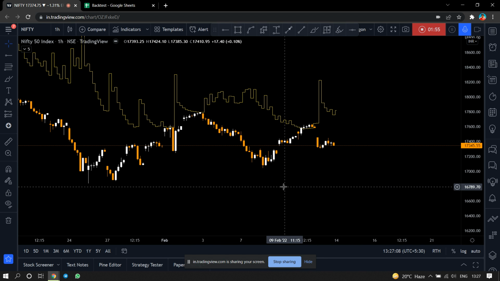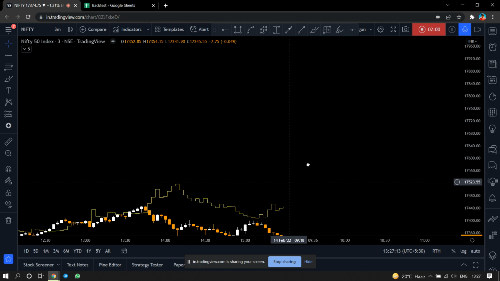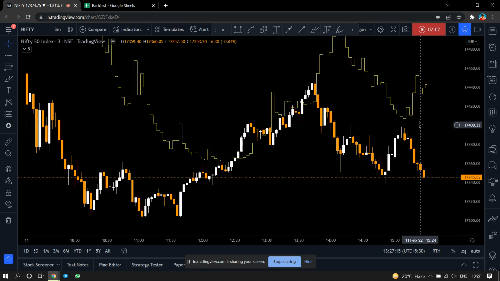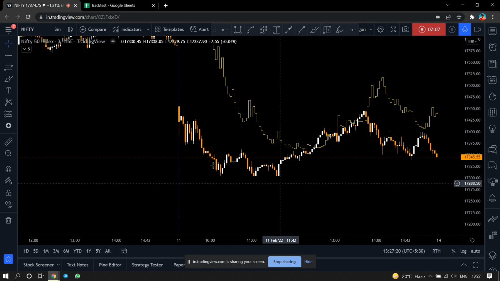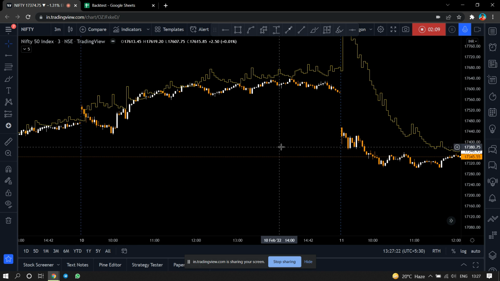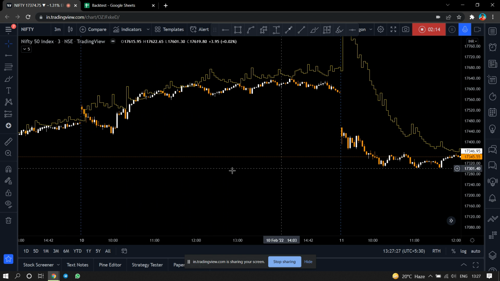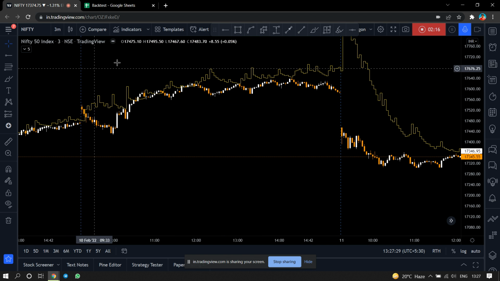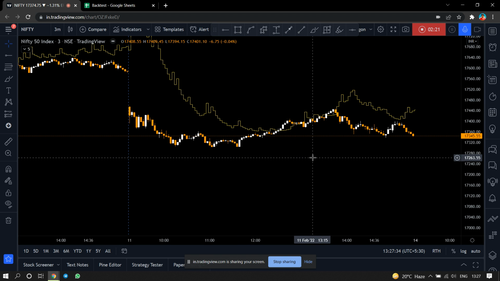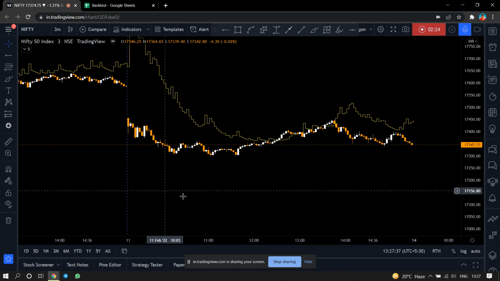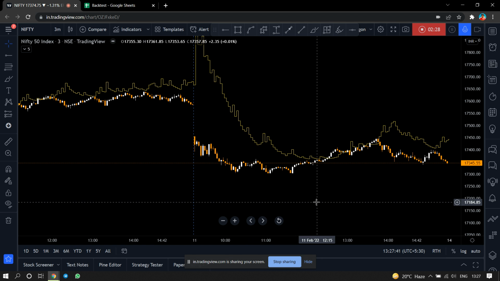So now let's just start. I'll go to the 3 minute time frame and zoom in on the chart a bit. I'll also enable these session breaks, which will help us identify day gaps. All the candles between these two blue vertical lines are the candles that have traded in a particular day. Our number one rule is that we are going to take just one trade in a single day, no more than one trade.